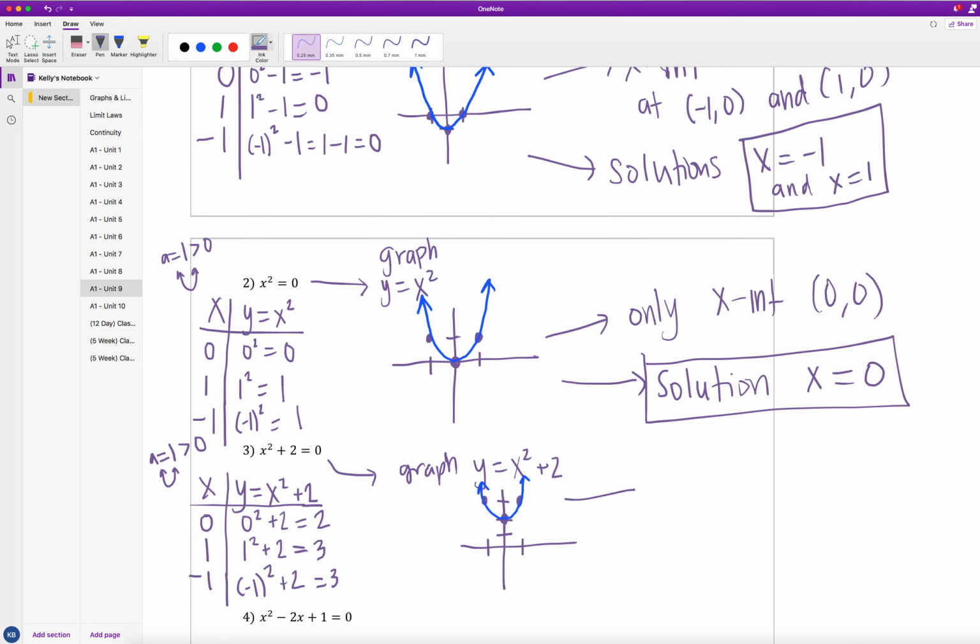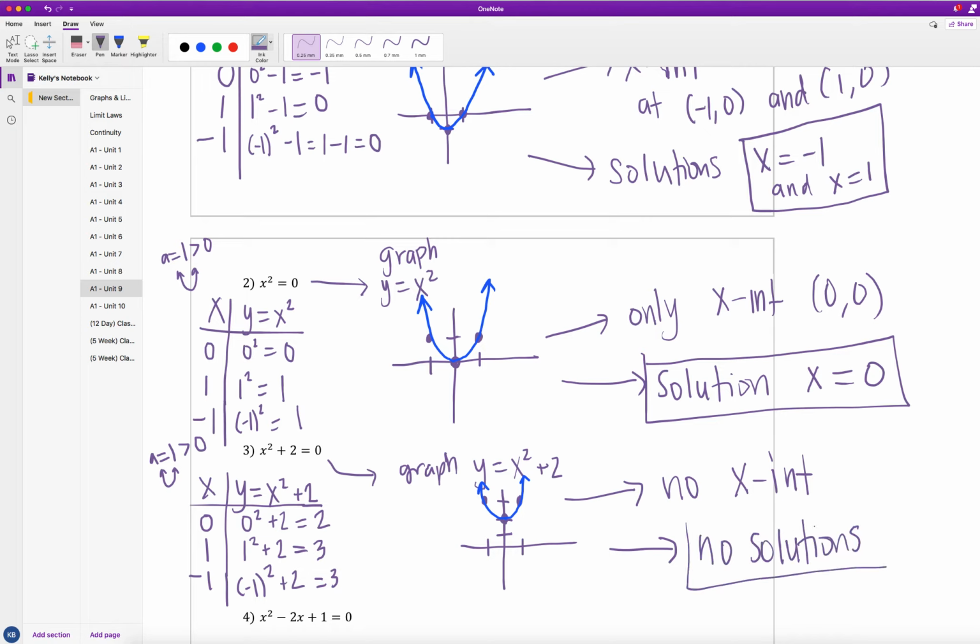So in this case, it's kind of different. I don't have any x-intercepts because there's no way for this graph to turn back around. So I have no x-intercepts. What would be my answer then? Well, since our solutions are our x-intercepts, if I don't have any x-intercepts, then I have no solutions for this.